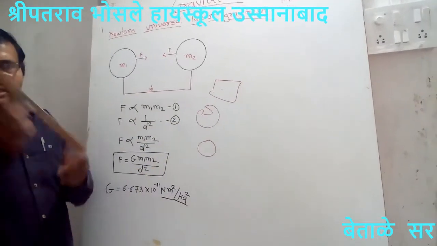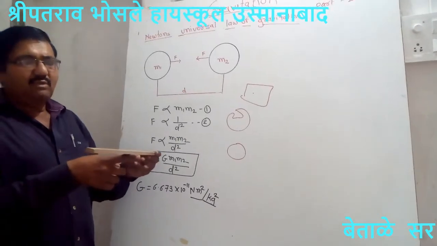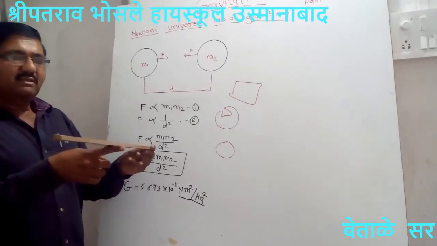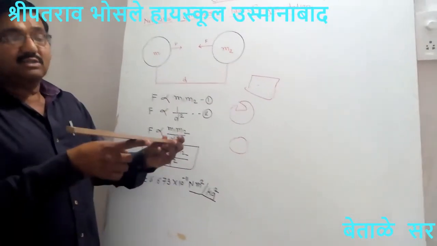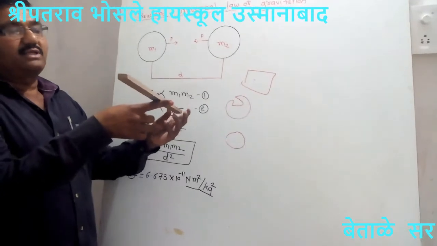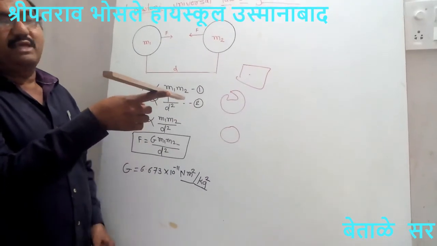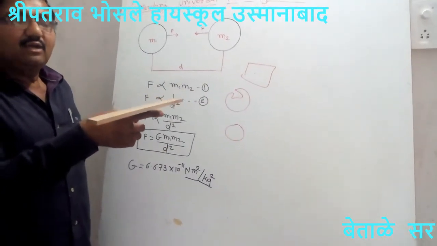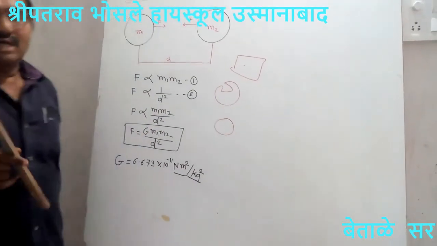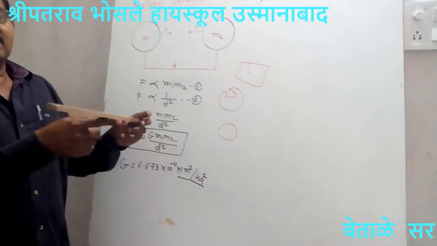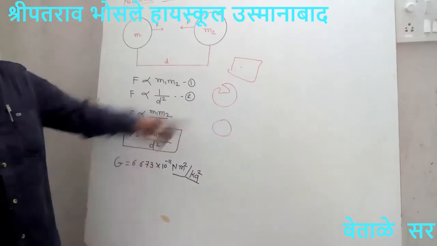आणि या ठिकाणी जर आपण ही बॉडी घेतली, तर या बॉडीवर at which point the total mass will be concentrated? या पॉइंटला या ठिकाणी काय होतं, टोटल मास विल बी कॉन्सन्ट्रेटेड. ज्या पॉइंटला टोटल मास कॉन्सन्ट्रेटेड होते, तो पॉइंट म्हणजे that is center of mass.